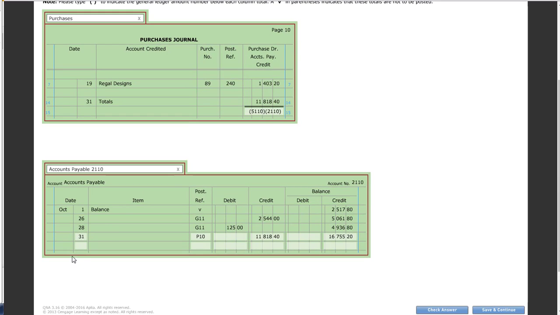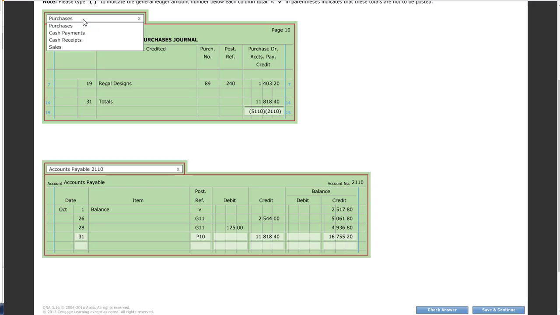Now, if we look at the accounts payable account, you see that we have another row that we would have to post to. And if you posted the other journals first, Aplia would be marking it wrong. So it is important that we post our journals in the correct order.